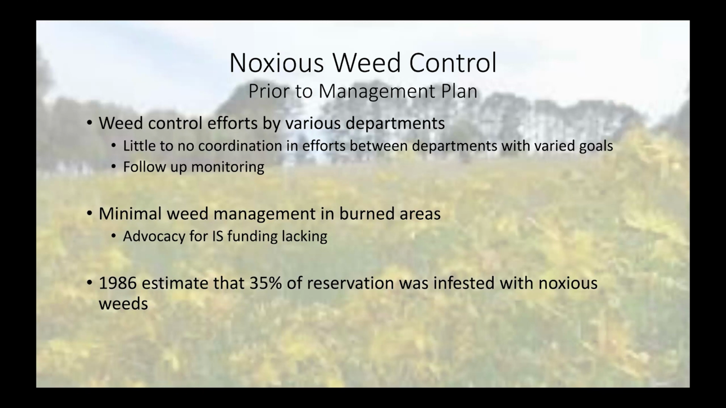And then lastly, in 1986, a reservation-wide grazing inventory estimated that 35% of the Spokane reservation was to some level infested with noxious weeds. So we knew we needed a plan.